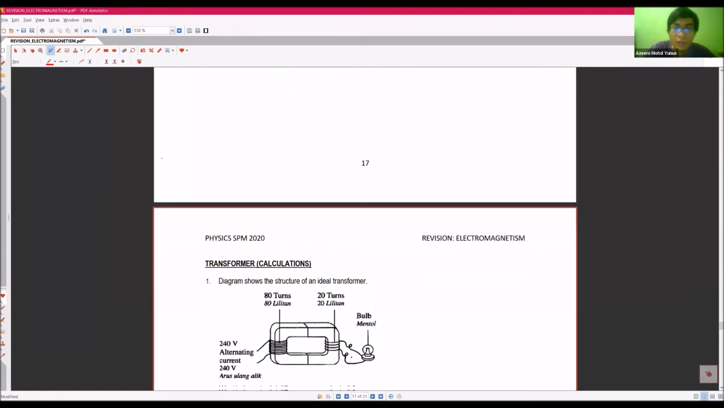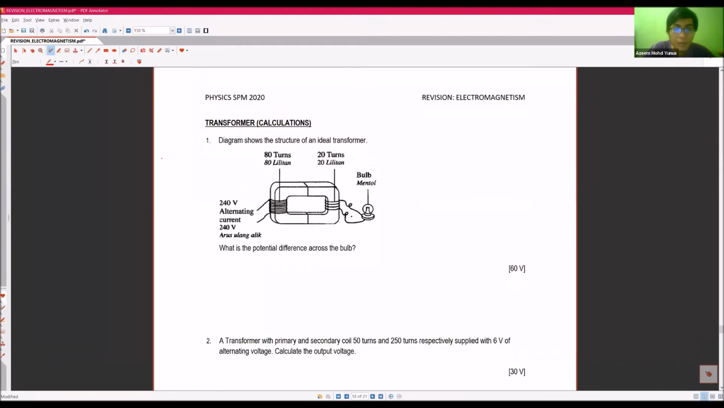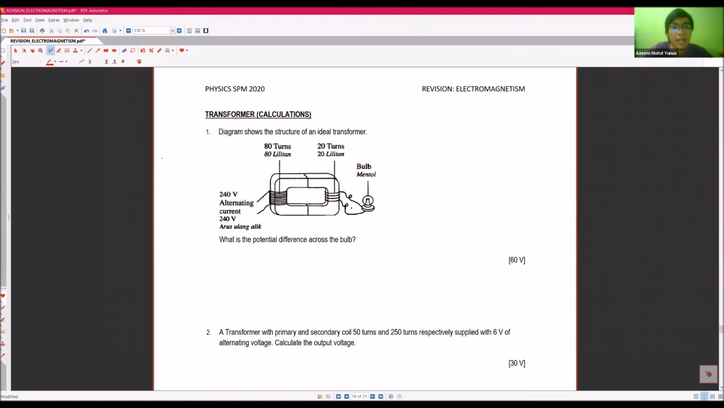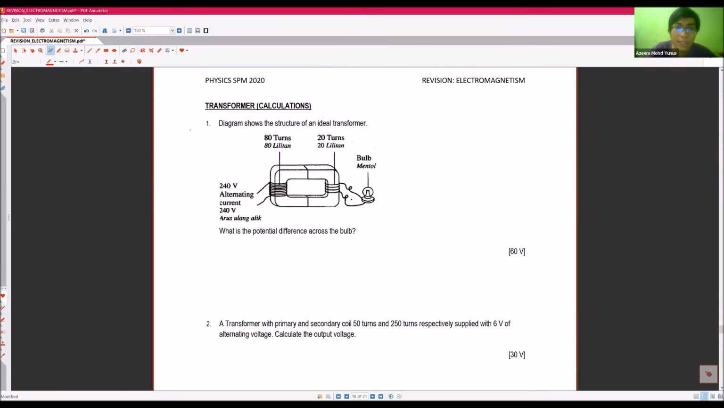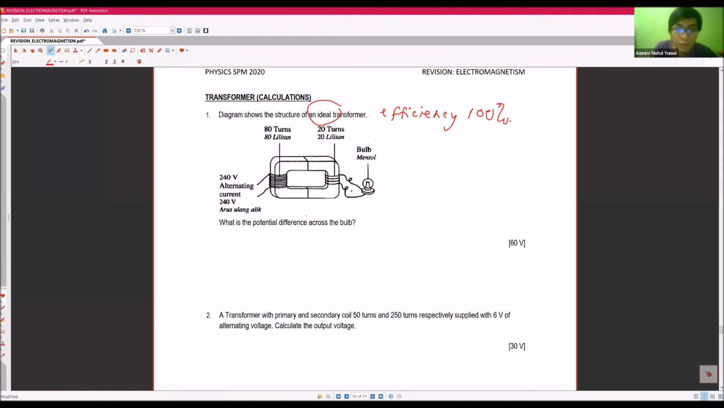So let's move on to the calculation part of the transformer. Number 1, the diagram shows the structure of an ideal transformer. What is meant by ideal? Efficiency is 100%. So we don't have power loss. What is the potential difference across the bulb here? So what is VS, the secondary voltage?